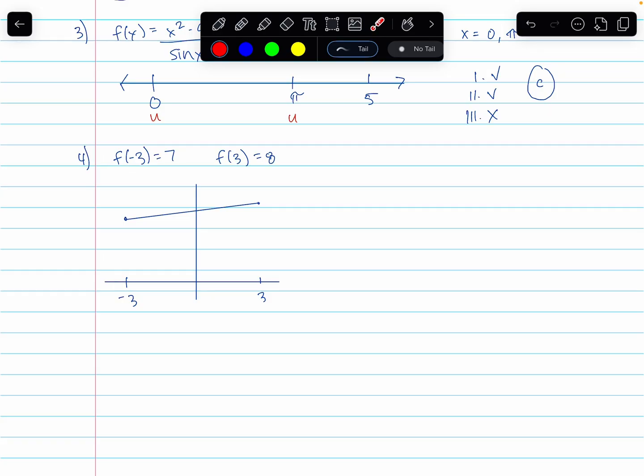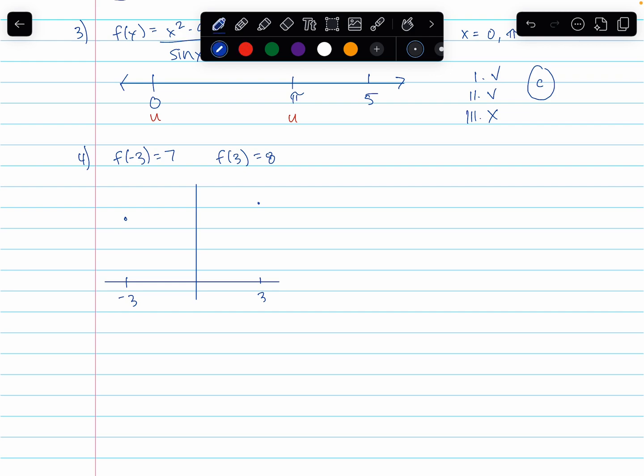The extreme value theorem says that on a closed interval, if it's continuous, then there's guaranteed to be a max and a min on that interval. It has nothing to do with the derivative, so it's not going to be A.